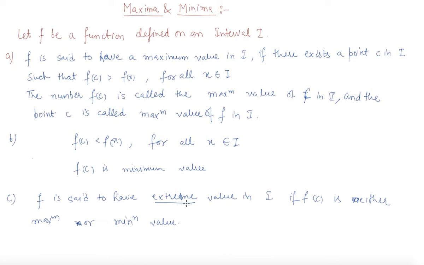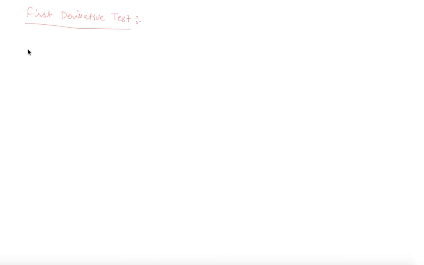Okay. So students, there are two tests to check whether the function will attain a maximum value or a minimum value. So the first test is to check the first derivative. So students, I am writing about the first derivative test. First there is a prior condition.